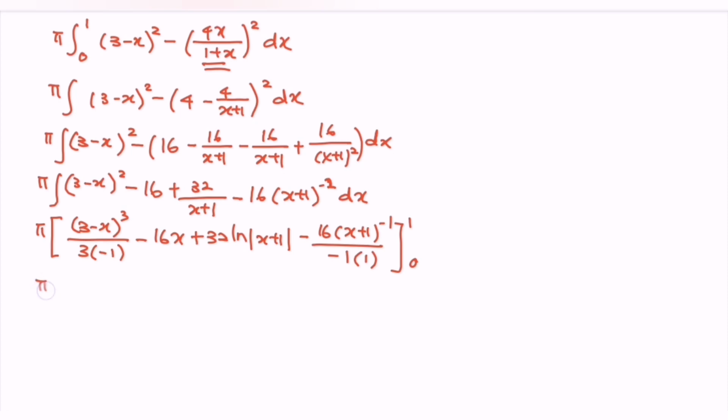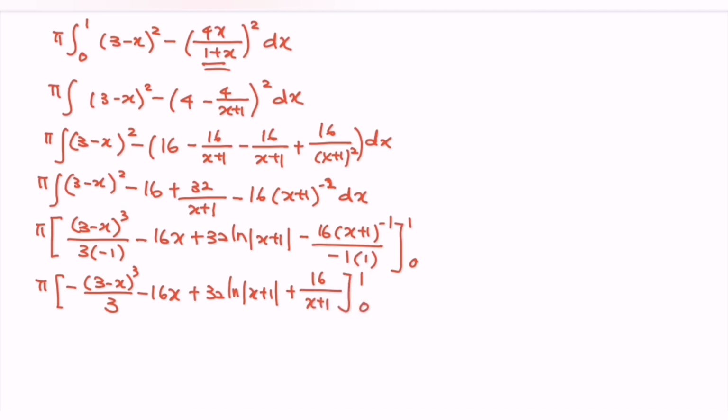So kindly rewrite. We have pi, in brackets, negative (3 minus x) to the power of 3 over 3, minus 16x plus 32 ln(x plus 1), plus 16 over x plus 1. Limits 1, 0. If we substitute 1, we will have negative 8 over 3 minus 16 plus 32 ln 2 and then plus 8. Minus, if we substitute 0, for sure we will have negative 9 plus 16, because this part will become 0, this part also becomes 0.